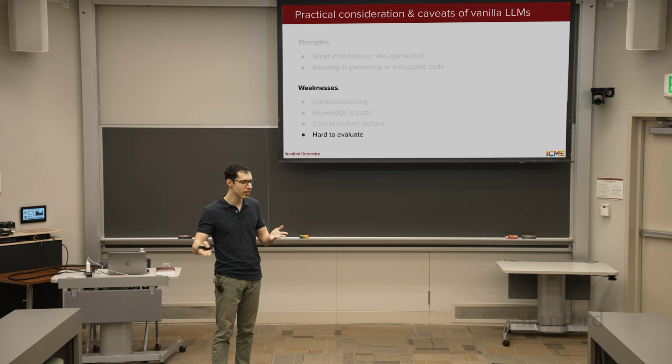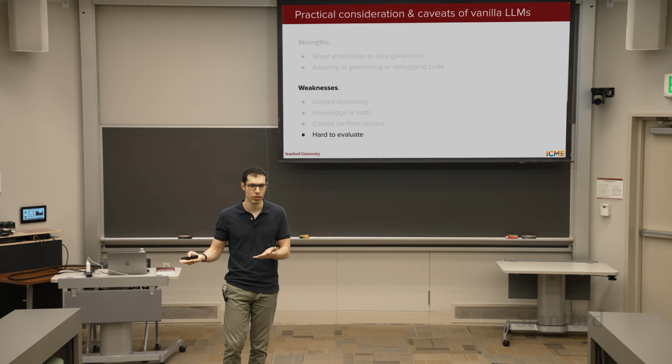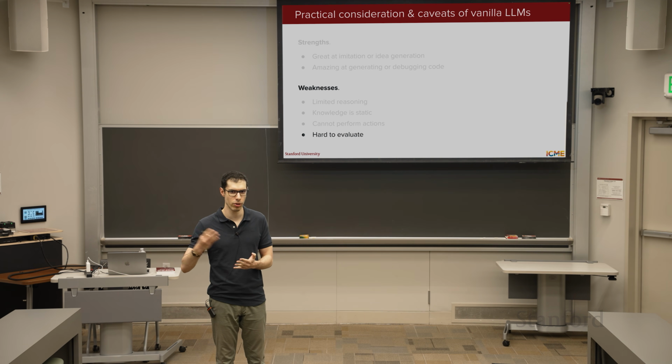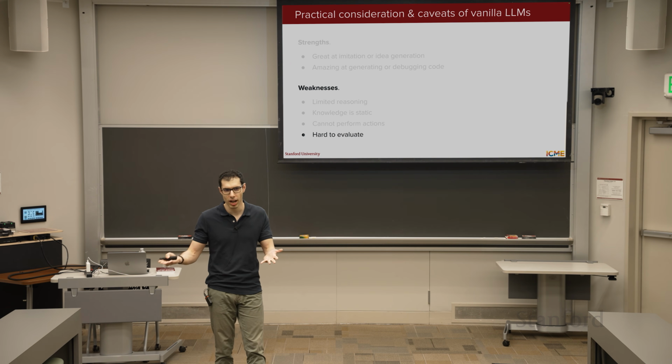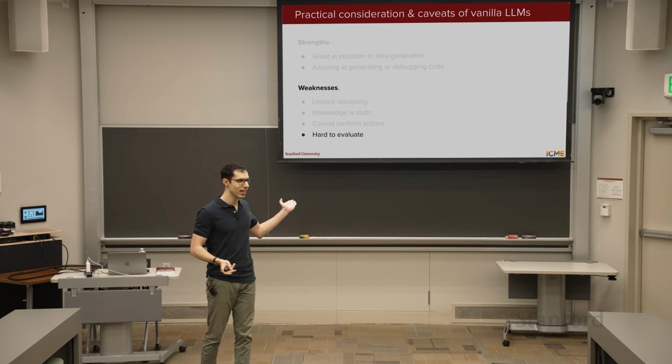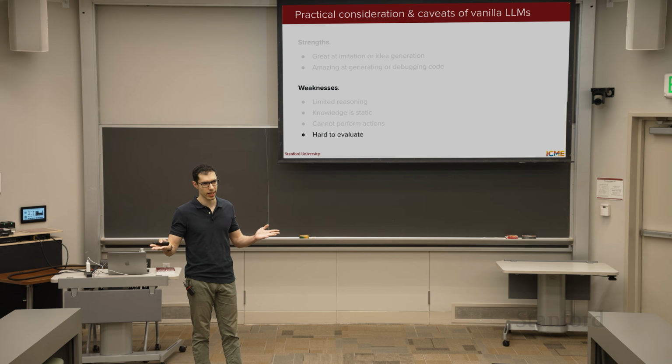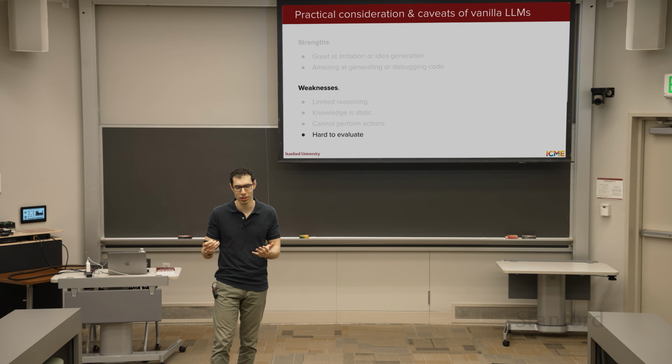So if you're familiar with it, if you worked in the translation world, you would use rule-based metrics like BLEU, or for summarization, ROUGE, to evaluate your output. But here, LLMs can really do more than just that. So it's very hard to evaluate them.